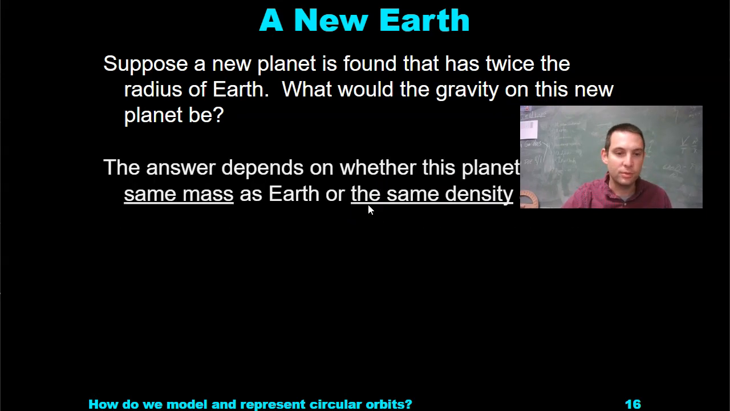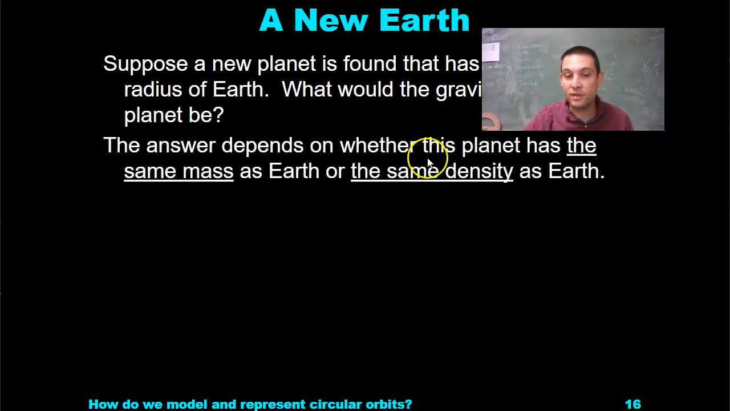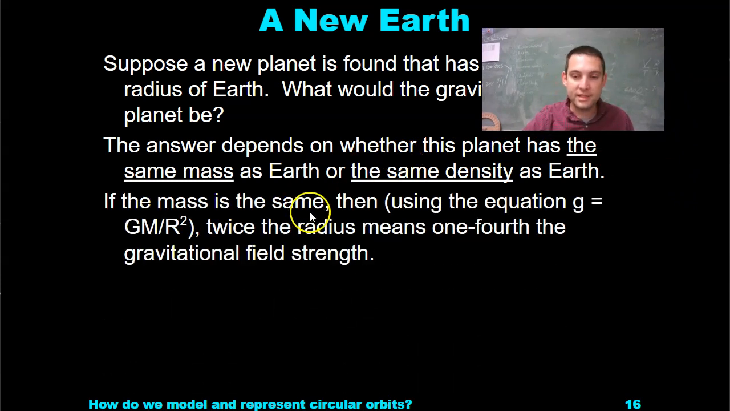Now let's say we have a new planet that has twice the radius of Earth. What would the gravity on this new planet be? The answer depends on whether this planet has the same mass or the same density as Earth. If the mass is the same, then we use that equation that we just derived. Twice the radius means 1/4 of the gravitational field strength because of that inverse square law.